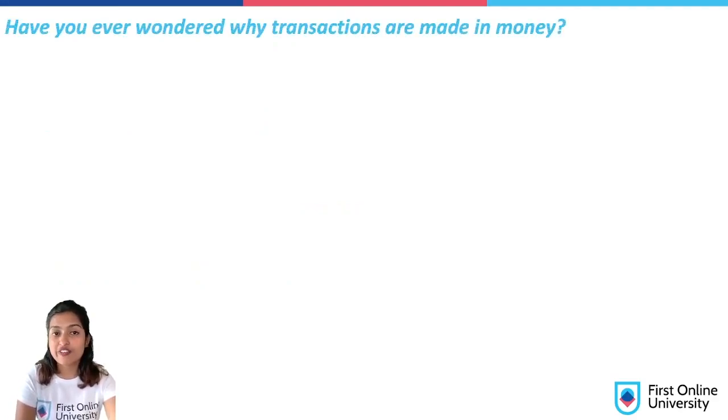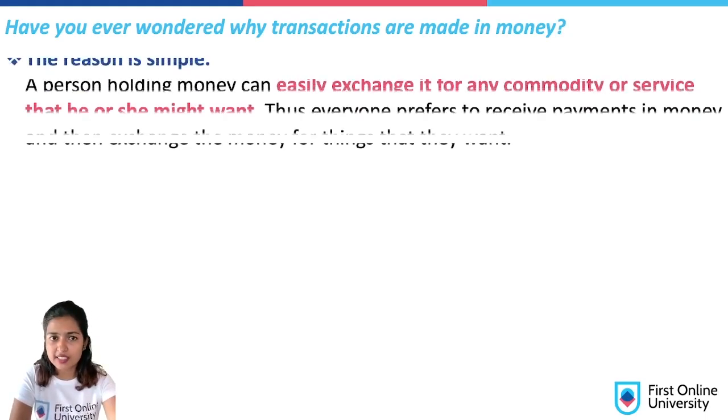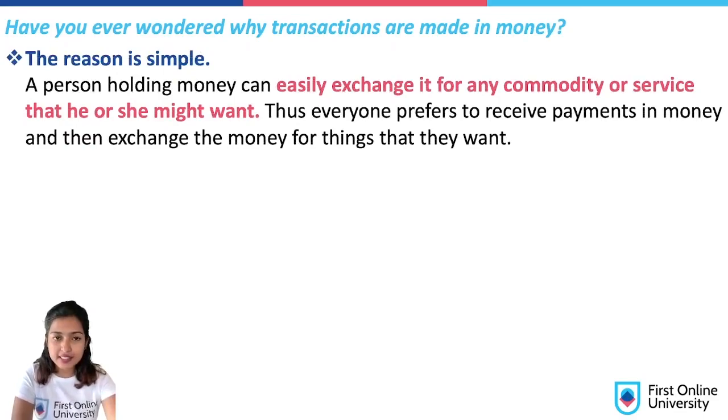Have you ever wondered why transactions are usually made in money? The reason is basically simple. A person holding money can easily exchange it for any commodity, that is a good or a service, that he or she might want at any point of time. Thus, everyone prefers to receive payments in money and then give out that money for the things that they want to have in their life in order to satisfy a certain need or want.